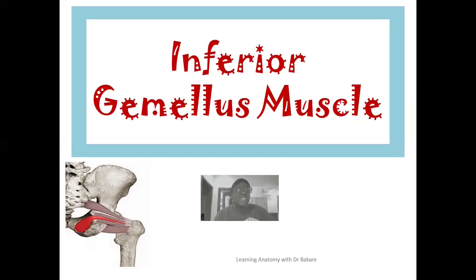Let's look at the inferior gemellus muscle. Using this image by the side, this is where we have the inferior gemellus muscle here, carried in dotted red. In this lecture, we'll be looking at how this muscle originates and also the point where it inserts upon.